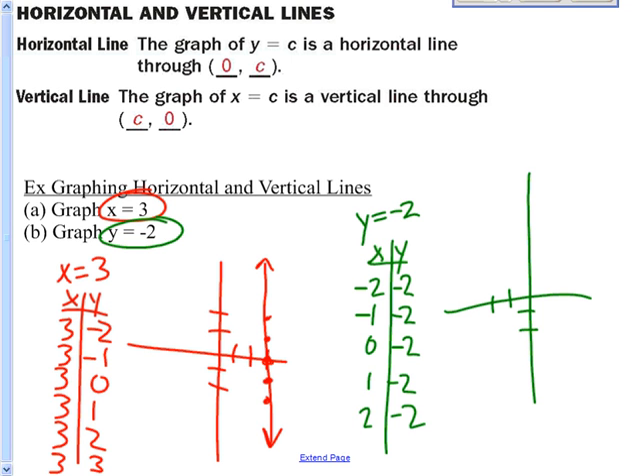But you can plot these: negative 2, negative 2, negative 1, negative 2, 0, negative 2, 1, negative 2, 2, negative 2, and so on. And soon enough you see, oh, that's perfectly horizontal. This is what y equals a constant looks like. It's horizontal at that y value of negative 2, whereas x equals a constant is vertical at an x value of 3.